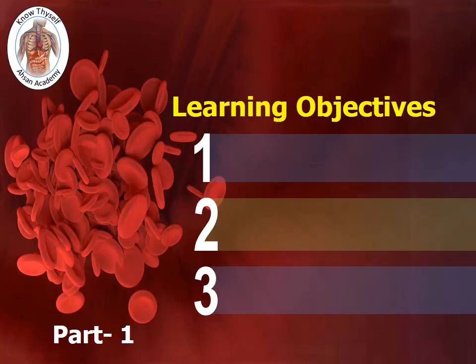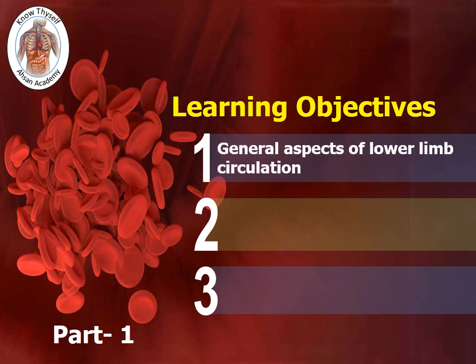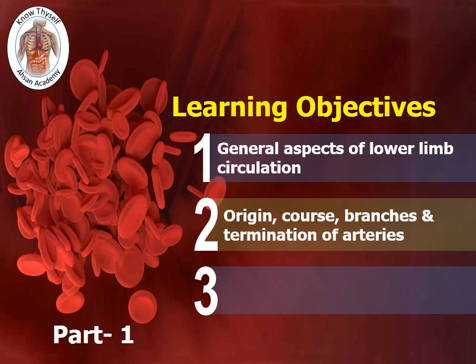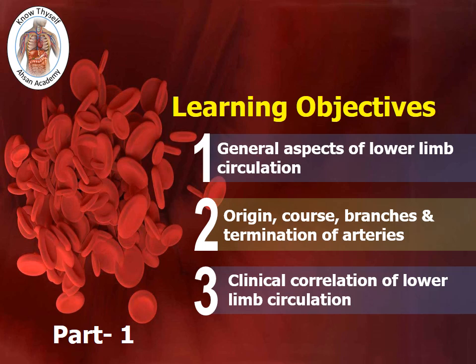This presentation has the following objectives. I'll try to cover the general aspects of lower limb circulation. Then for every artery we will discuss the origin, course, branching, and termination, and at every stage we'll try to correlate clinically.